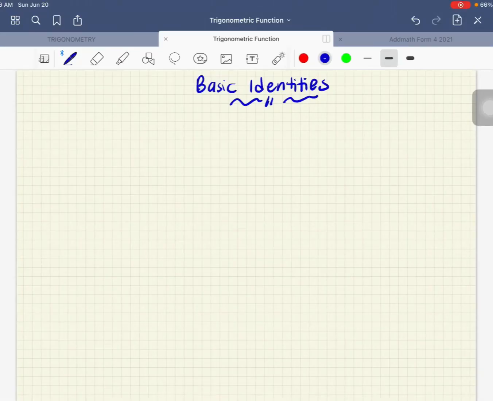So today I'm going to show you how to prove the basic identities. You don't need to memorize, but you have to understand how to get these three basic identity formulas.